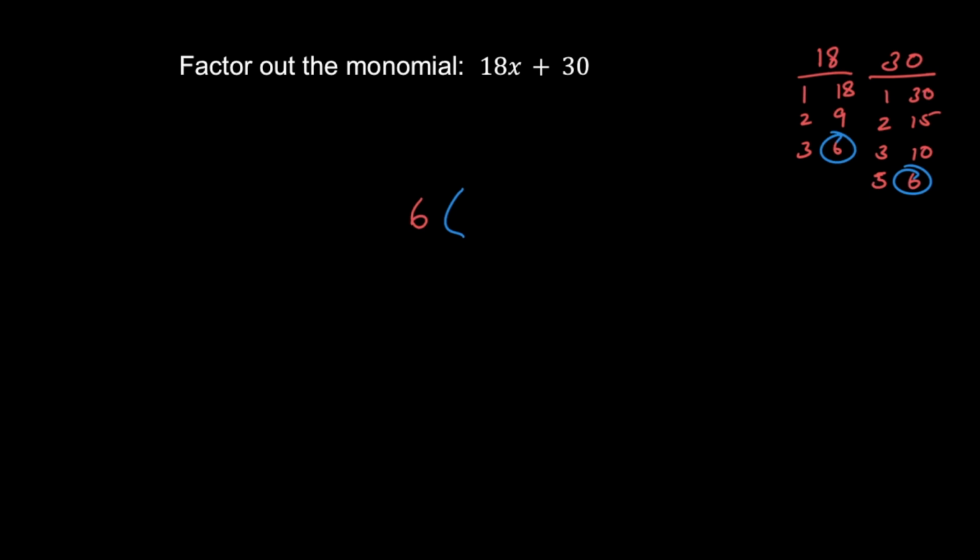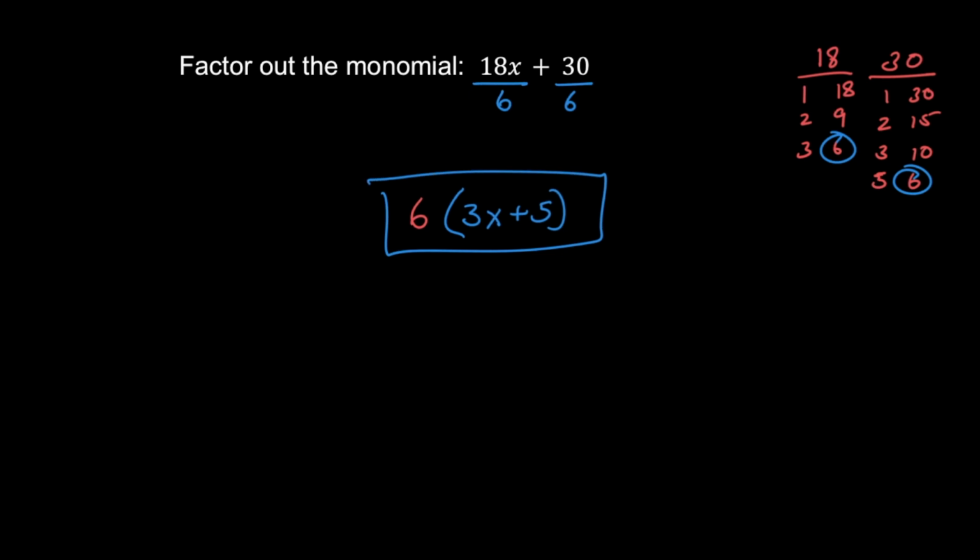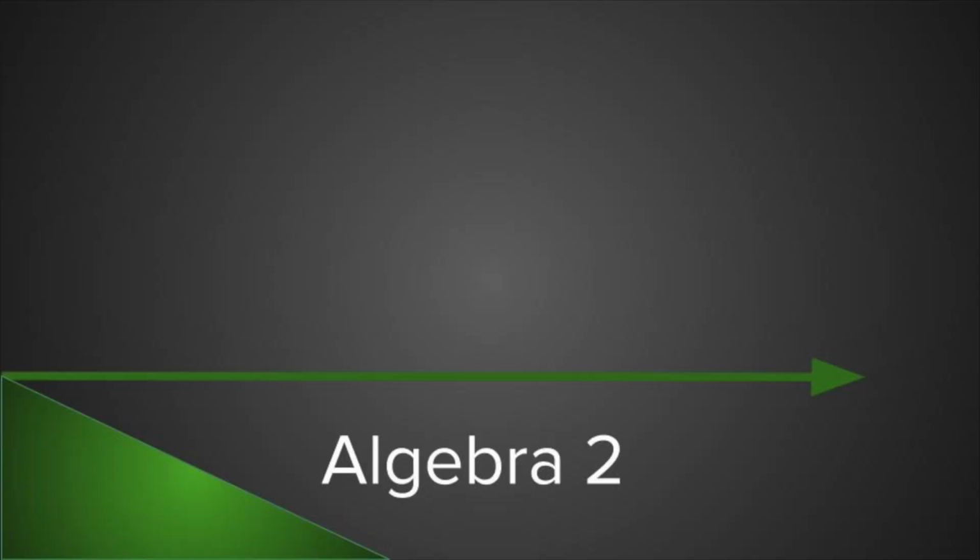Now that we've determined what that monomial is, we will divide each term by 6. So 18 divided by 6 is 3. X is going to come along for the ride. And 30 divided by 6 is 5. So overall, the factored form, after pulling out the monomial, is 6 times, in parentheses, 3x plus 5.